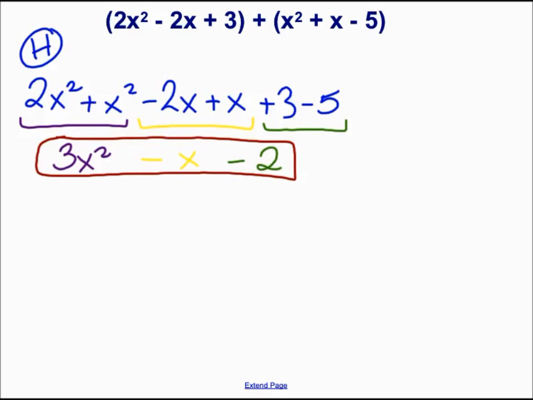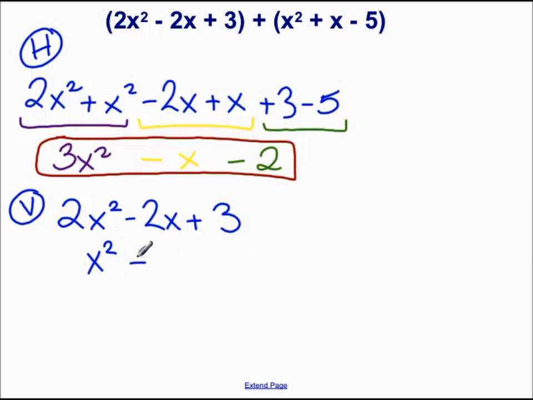Okay, now the other way that we can do this problem is vertically. So a little v for vertically. Now for this I'm just going to line them up vertically. So we have 2x squared minus 2x plus 3. I'm going to put the other polynomial right underneath, like this. And now I'm adding just like I would if I were adding numbers. So I'm going to go straight down.